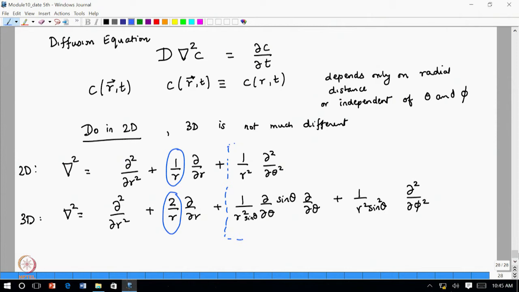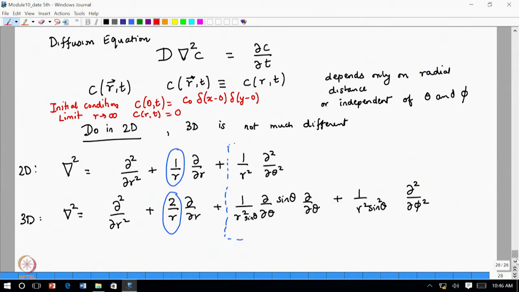And what we will do is we will put some more conditions. The initial condition: C of 0, t is equal to C 0 times a Dirac delta function of r minus 0, which I will write as delta of x minus 0 times delta of y minus 0. So delta of x, delta of y, and we will also use the fact that the limit as r tends to infinity of C of r, t is equal to 0. So we will also say that C of r, t goes to 0 as r tends to infinity.